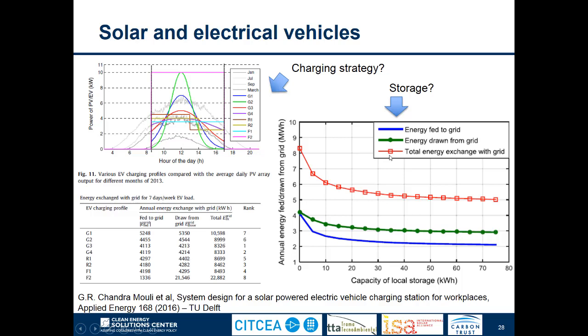If in addition we consider the utilization of energy storage, then we can do much better, which is what we are showing in this other diagram, where we are increasing the capacity of the storage, and it allows us to reduce the annual energy fed to or drawn from the grid. So basically, if we combine the electrical vehicle charging with an optimization of the storage, then we can obtain a much better result.